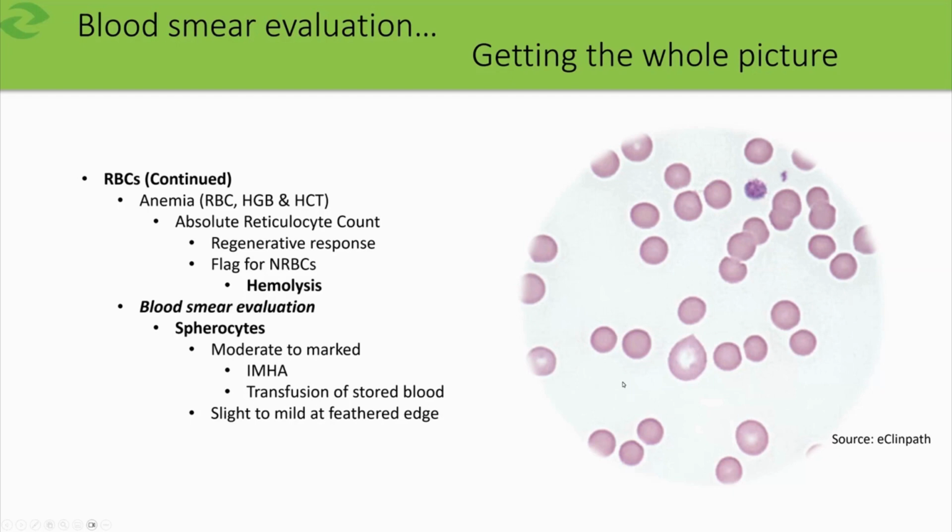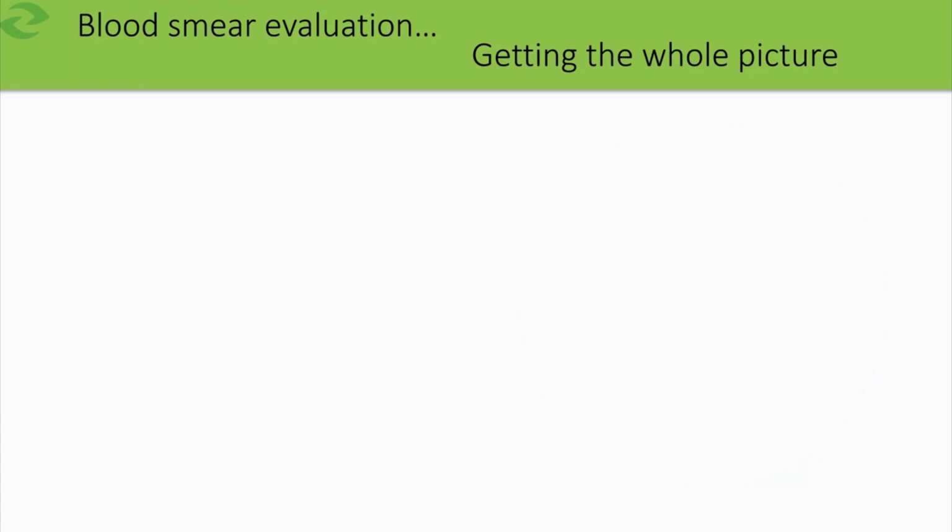So slight to mild numbers of spherocytes at the feathered edge are probably normal, especially in cats, because they lack that true biconcave disc that you see in dogs.